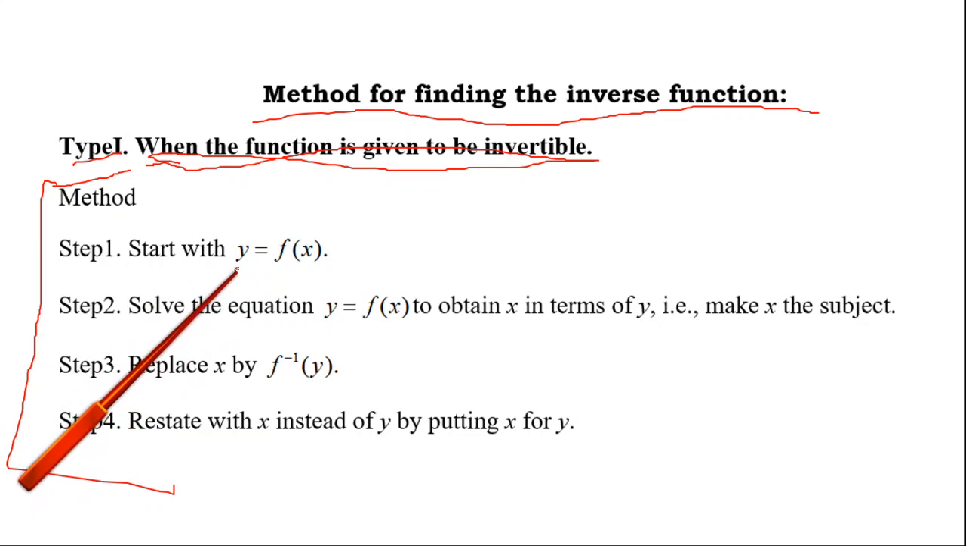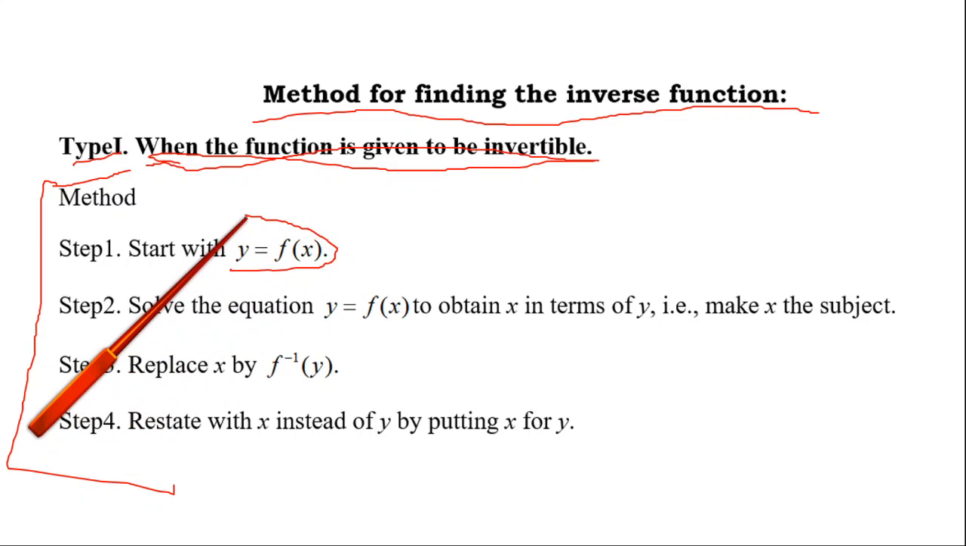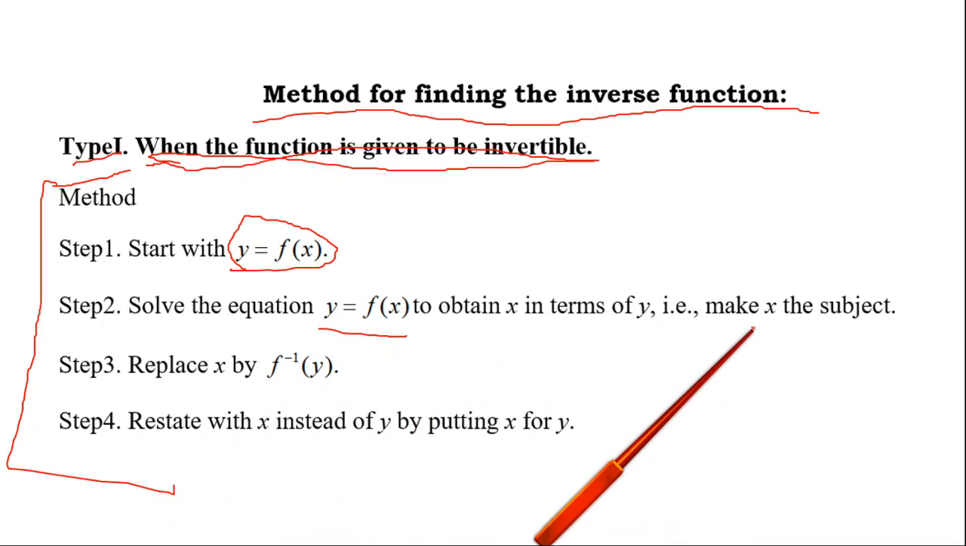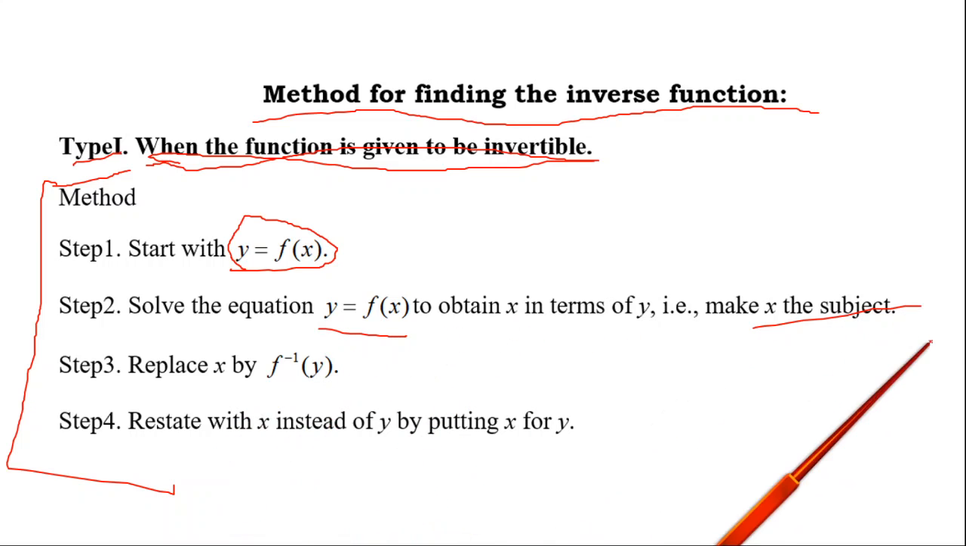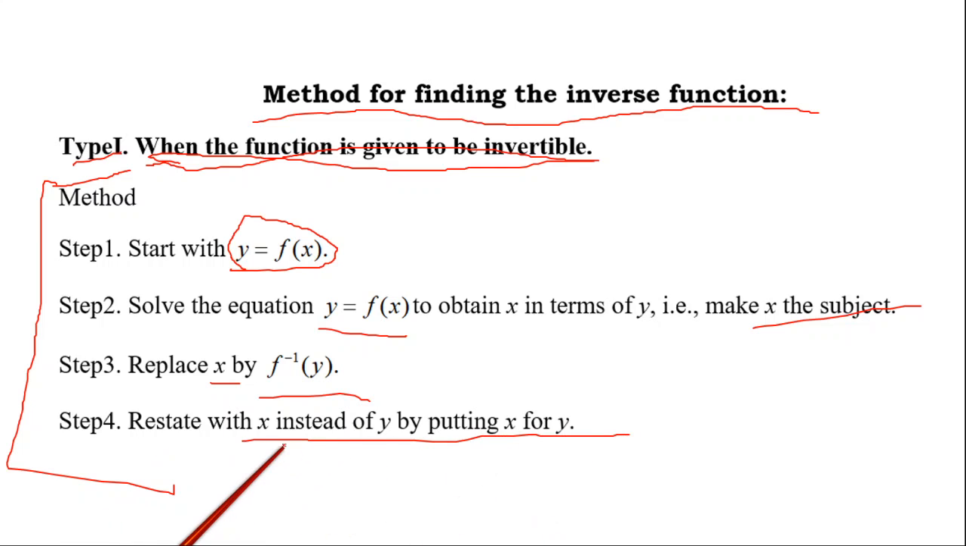So in that case, we have to start with this. f(x) will be given, so we will put y equal to f(x), then we'll solve y equal to f(x) and make x the subject. We will solve it in such a way that x will be on the left and on the right we'll have some other variable, in terms of y. And in the third step, we will replace x by f inverse of y. And in the fourth step, we will write x instead of y. So wherever we have y, those y will be replaced by x.